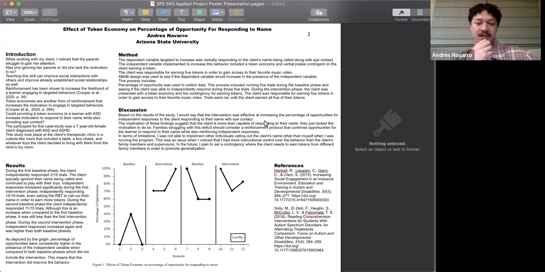In terms of discussion, based on the results, I would say that my research question was answered, which was basically if I introduce her to a token economy, will her motivation to respond to her name increase? And then, as I mentioned before, I did an AB design. And as you can see from my graph, I would say that the percentage of opportunity increased in the presence of the intervention, which I thought was really cool. The family was also really happy with the results.